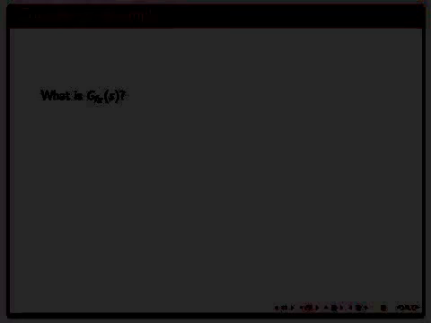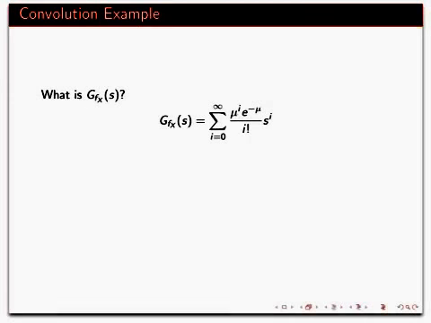Let our sequence be the probability mass function of this Poisson random variable X with mean mu. So what is the generating function of the probability mass function? Just by definition, it's the sum from i equals 0 to infinity of the probability that X equals i times s to the i. And we can just do this calculation.